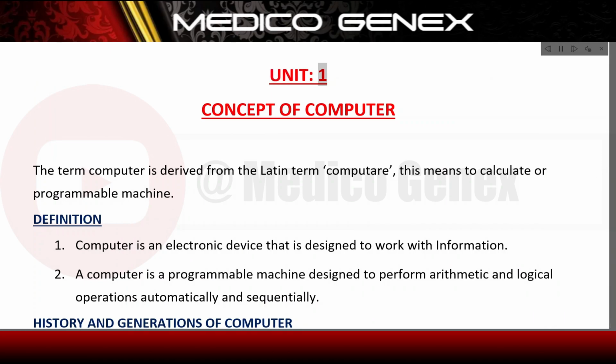Unit 1. Concept of computer. The term computer is derived from the Latin term computare. This means to calculate or programmable machine. Definition. Computer is an electronic device that is designed to work with information. A computer is a programmable machine designed to perform arithmetic and logical operations automatically and sequentially.